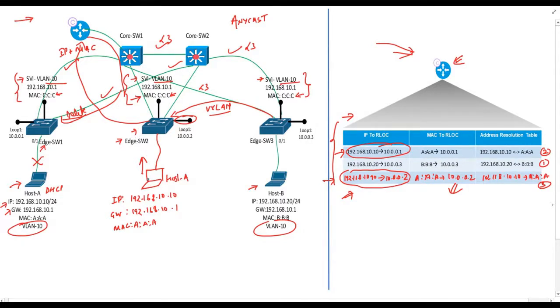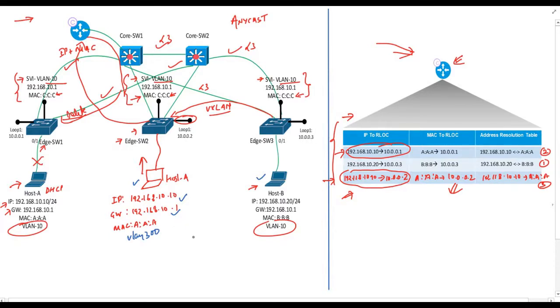Suppose here, instead of assigning VLAN number 10 on this switch, I assign VLAN 300. All other parameters are the same, which means the IP address will be 192.168.10.10 and the default gateway will be 192.168.10.1. What do you think? Can these two hosts, host A and host B, now communicate with each other? Yes? No? I would answer, they can communicate with each other.